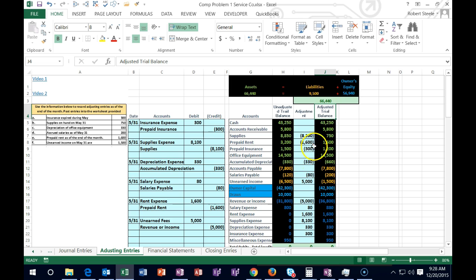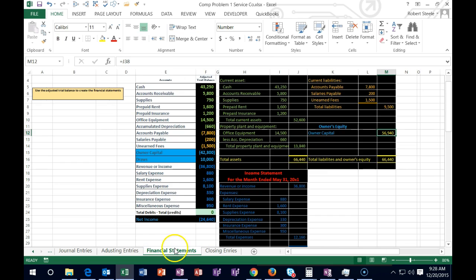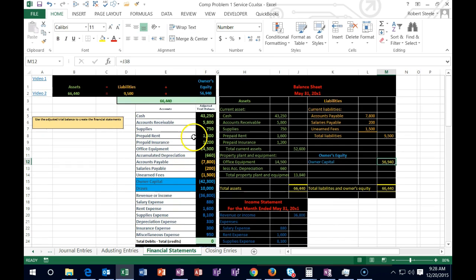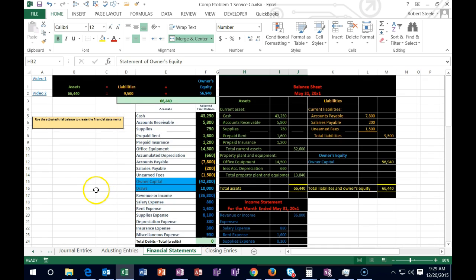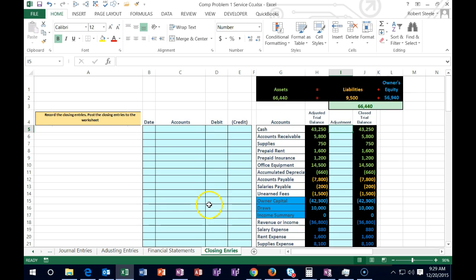So now we're going to take this adjusted trial balance, and we took that and we made the financial statements from them. So here are the same numbers, the adjusted trial balance. We rearranged those debits and credits in order of the balance sheet, the income statement, and the statement of owner's equity. So now we have completed our financial statements, and now we want to close out our temporary accounts so that we can start up the new time period. And that's where we are at now. We're on the closing process.